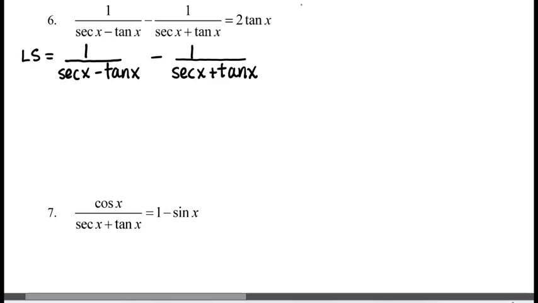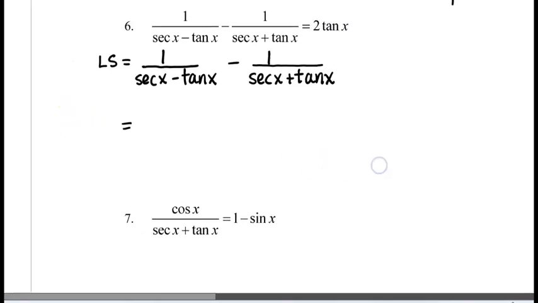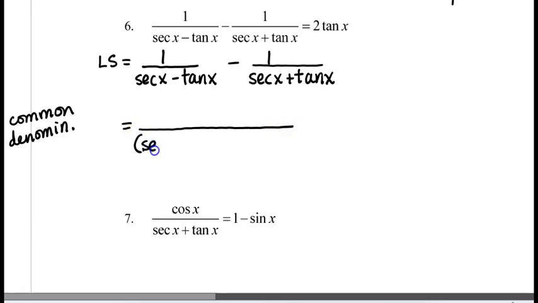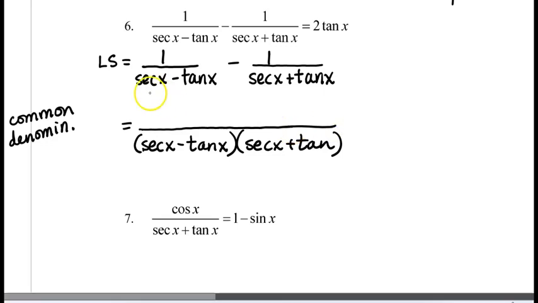I noticed that the left side has 2 terms. They're both fractions. I'm trying to show that this is equal to 1 term. So I'm going to start off and look for a common denominator. I'm going to write the difference of these fractions as just simply one big fraction. So to do that, our common denominator will be the product of the 2 denominators. So we're going to rewrite the first fraction with a denominator of secant x minus tan x multiplied by secant x plus tan x.